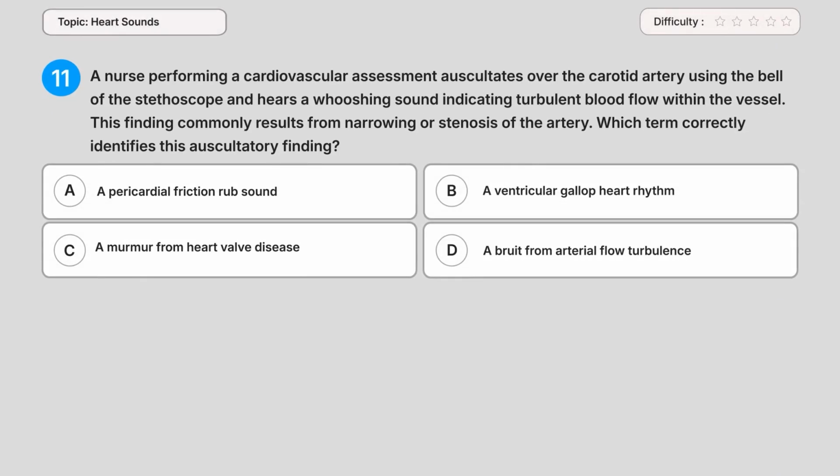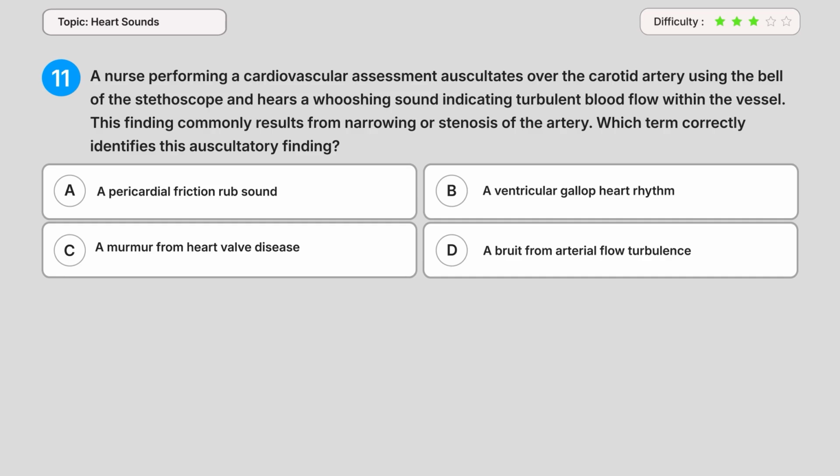11. A nurse performing a cardiovascular assessment auscultates over the carotid artery using the bell of the stethoscope and hears a whooshing sound indicating turbulent blood flow within the vessel. This finding commonly results from narrowing or stenosis of the artery. Which term correctly identifies this auscultatory finding?